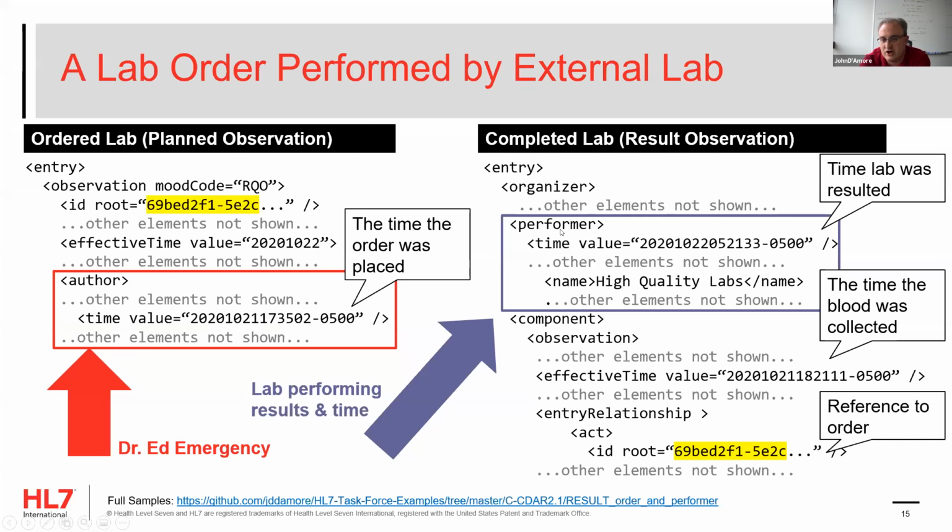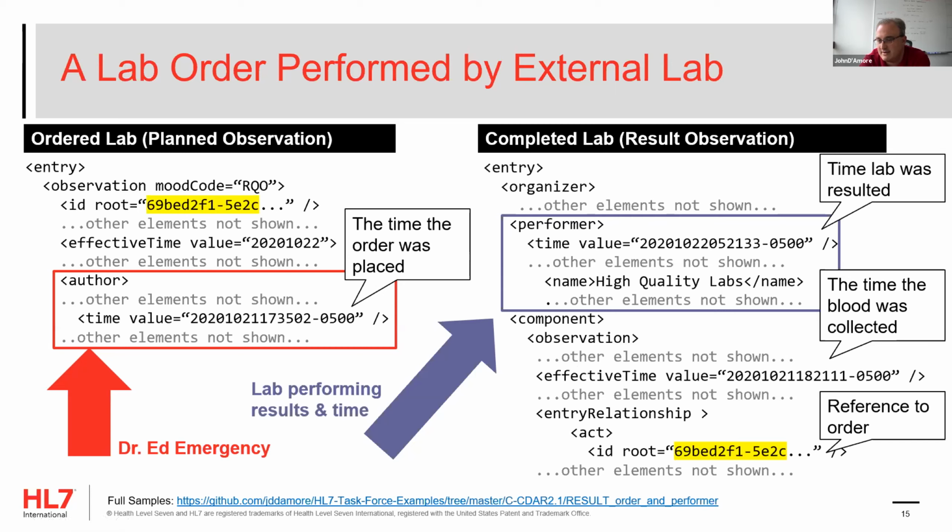The organizer could have a performer. That performer could be the lab, so high quality labs, and also the time that lab has resulted. So you see the timestamp on here is tomorrow, even though the effective time of all the observations is going to be from yesterday, because that's when the blood was collected for it.